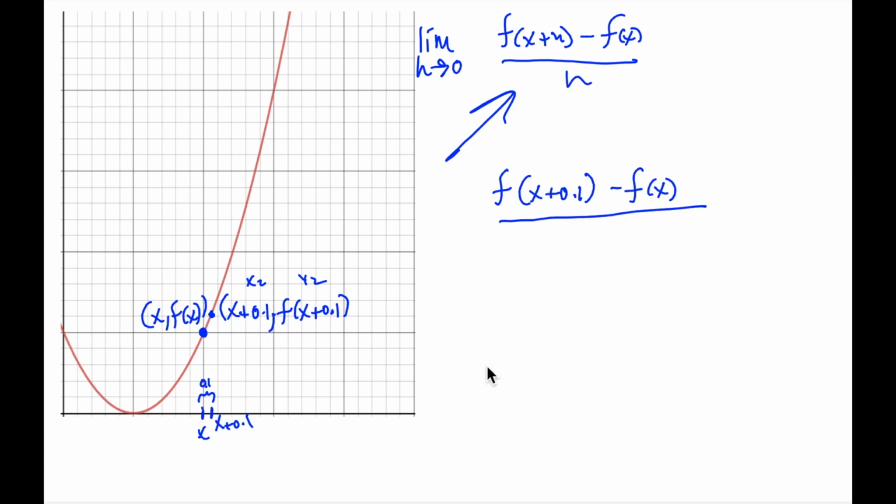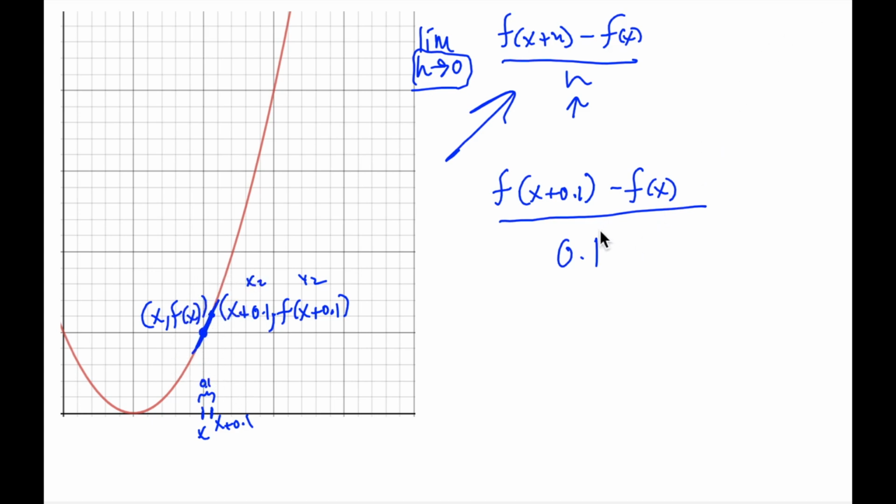You've probably seen the pattern now. h is just my change in my x down here. So I'm just going to go ahead and write that down here, 0.1. So you see I'm getting closer and closer and closer to 0, which means now, see this line, this average rate of change? It's getting closer and closer and closer to the tangent line that I actually want.